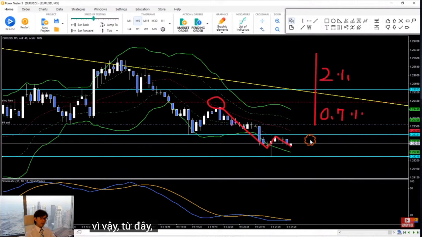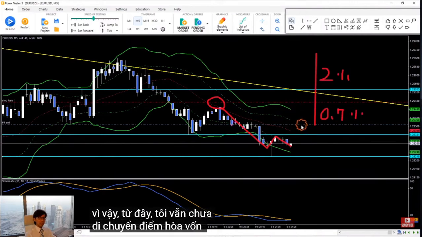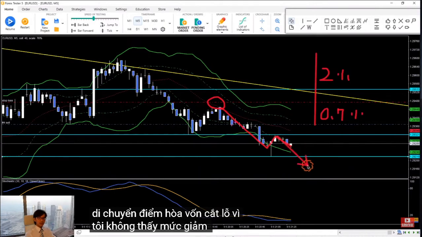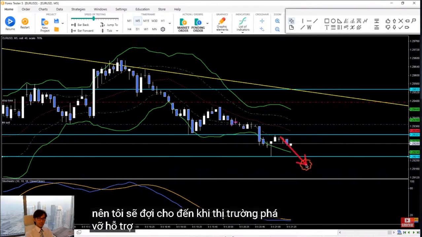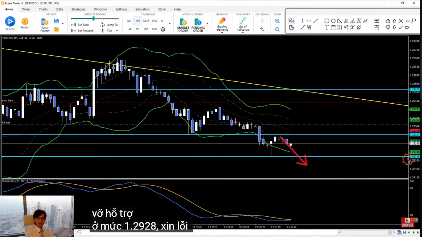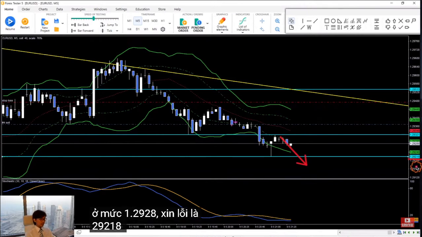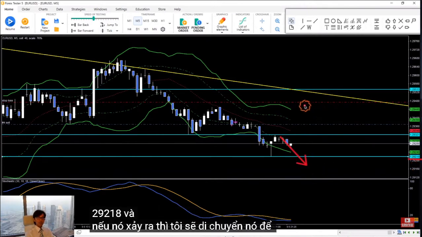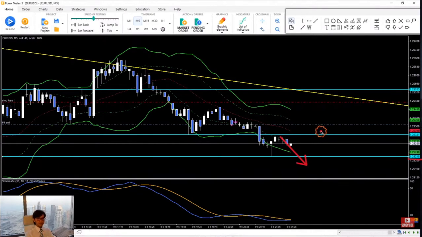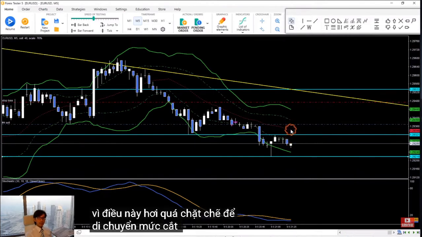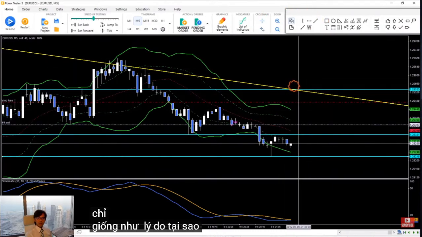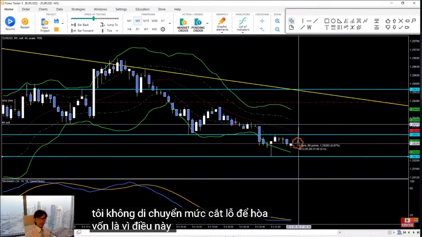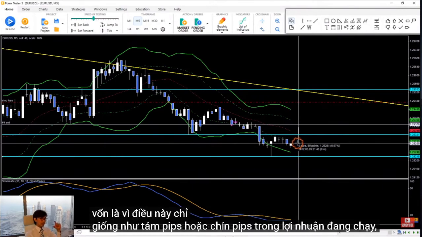But from here, I still don't move the stop loss to break even yet, because I don't see the consecutive bearish in the wave yet. So I will wait until the market breaks a support at 1.29218 level, and if it does, then I will move it to break even. This is a bit too tight to move the stop loss to break even. The reason why I don't move it yet is that this is only like 8 pips or 9 pips in running profit.